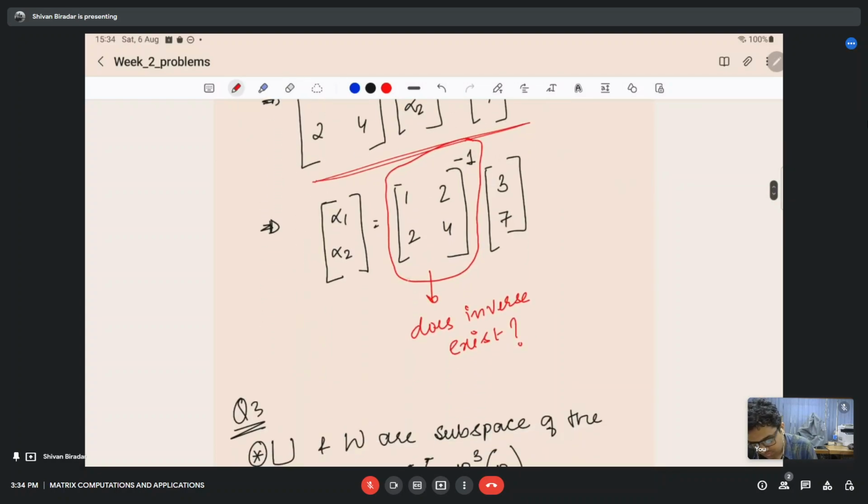So if I take this, the question here is, does the inverse exist? Obviously not. The inverse does not exist because the rank of A is not equal to 2, or the rank is not full rank. So the inverse does not exist, so the (3, 7) does not belong to the subset. So this is how it is solved.